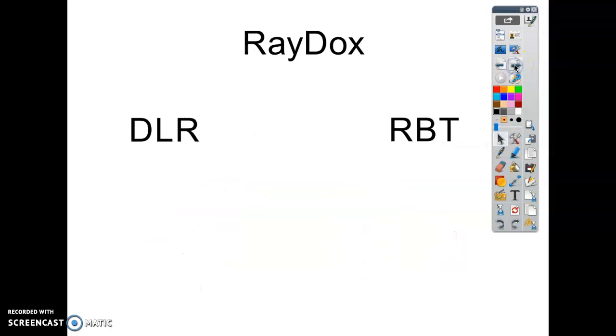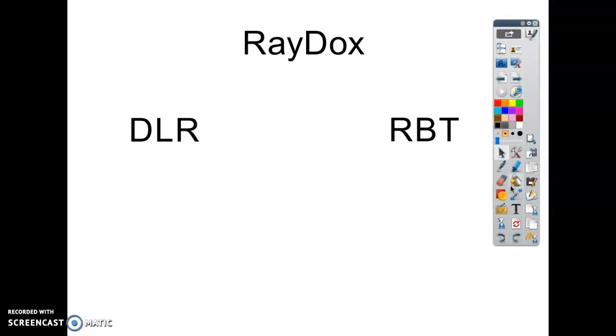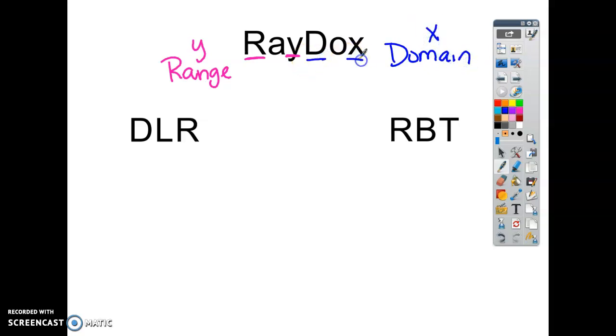On the next page, Redox. Redox is something just for us to remember that range is the y's and domain is the x's. Range is the y, domain is the x. So if I ever say Redox, that should remind you that range is y, domain is x.